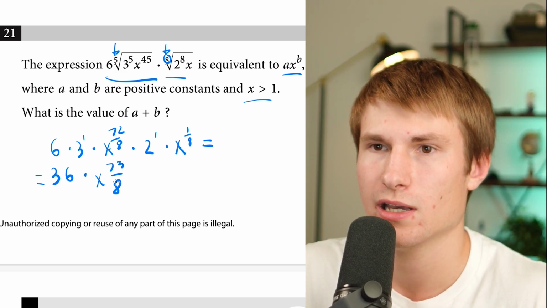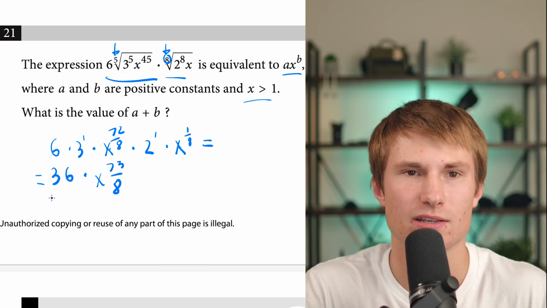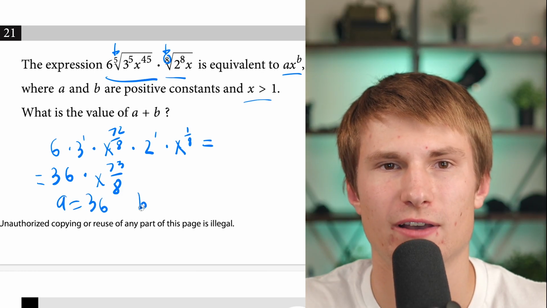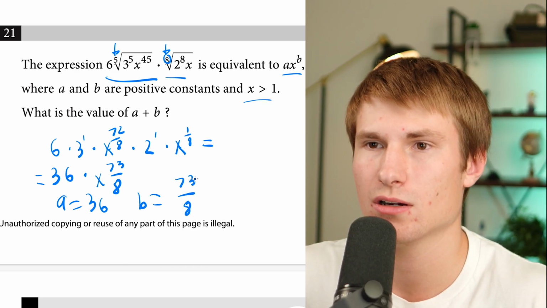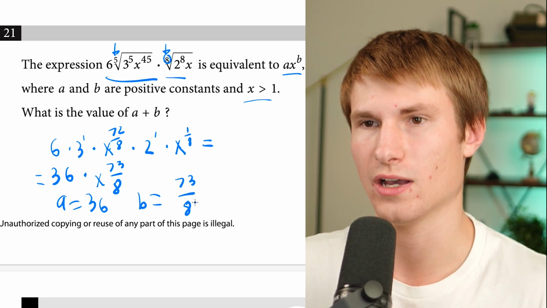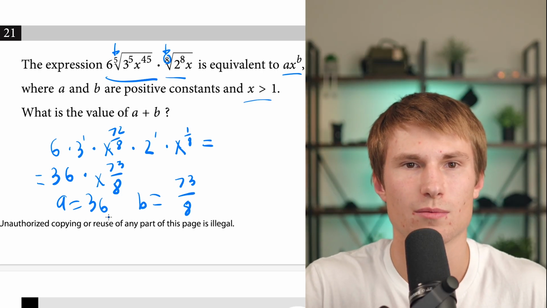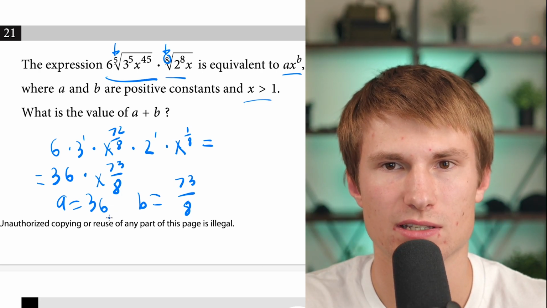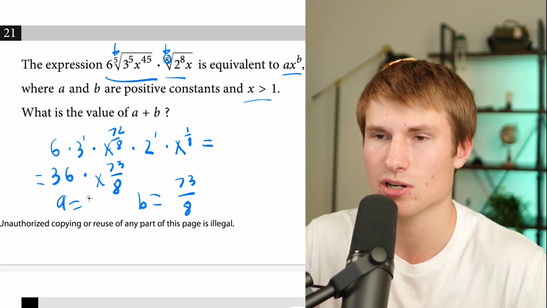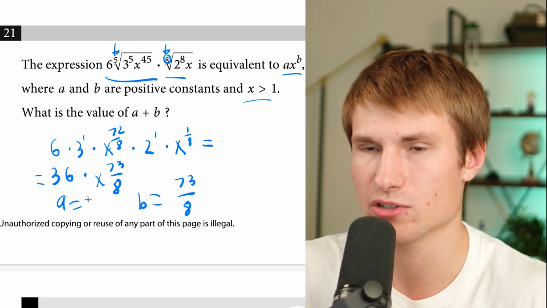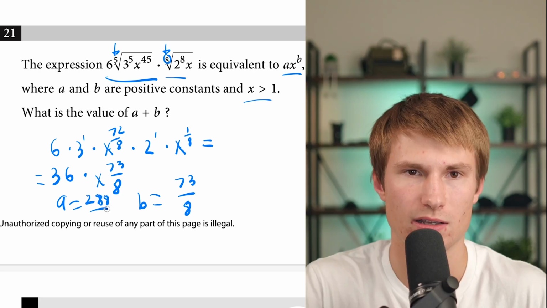Okay, now we know that our value for A is going to be 36. So A will equal 36. And we know that our value for B is going to equal 73 over 8. So from here, what we have to do is sum these two values together. Now, in order to sum these together, I need to convert this 36 into also being over 8. So I'll go ahead and convert that. So that's going to be 36 times 8, which will give us 288 over 8.